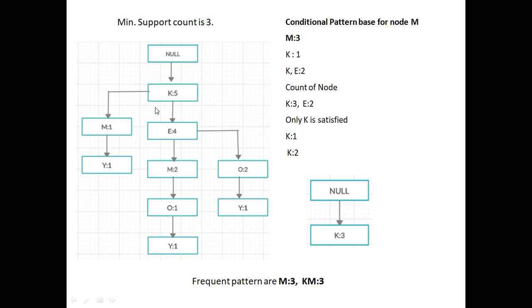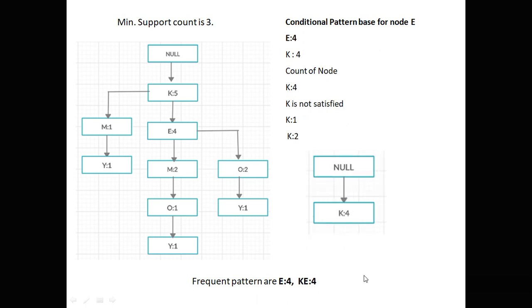Next is the conditional pattern base for node M. M is coming here, that is K1. After that KE 2 times. The count of the nodes is K 3 times and E 2 times. Only K gets satisfied, so our records become K1 and K2. If we draw the FP tree using this, we get null and K3. Frequent patterns are M3 and below that K, M is there, so KM3.